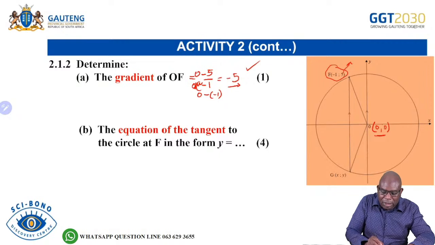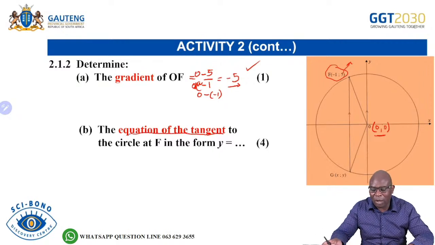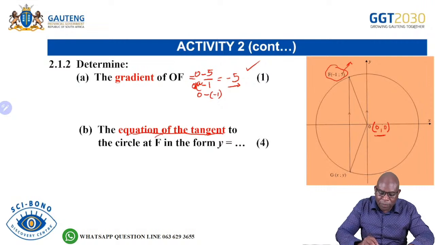Now the next question says the equation of the tangent. But in this case, do I have a tangent? No, I don't have a tangent. So it means that I must draw in my tangent. And they say at point F. So what is a tangent? That line that touches that circle at only one point. So it must touch there only.